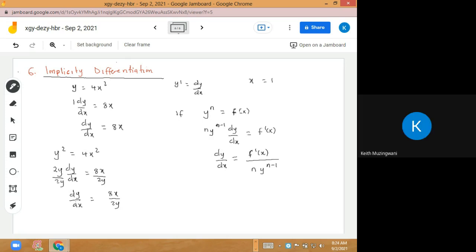So the first thing you do is treat y squared as if it is x squared and use the power rule on it. Differentiating y squared using the power rule gives 2y. But y is a function of x, so you multiply it by dy dx. Then differentiate 4x squared with respect to x, which gives 8x. Then you are solving for dy dx, so you divide throughout by 2y.